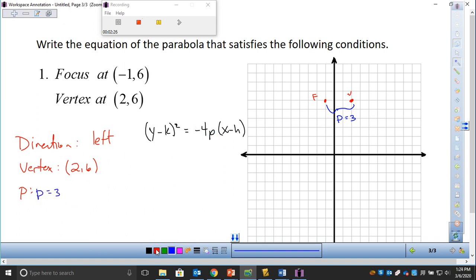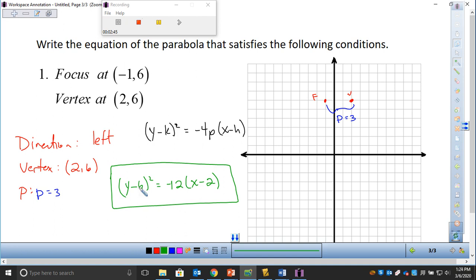So we can plug it all in and get an answer of (y - 6)^2 = -4 times p, which is -12, times (x - 2). So there's our equation. Again, the difference from yesterday: yesterday was at (0, 0), so it was just y squared and just the x. Now we have the new vertex in there. And just again, the vertex is the opposite, -2, -6 in the equation, positive 2, positive 6 in the vertex.